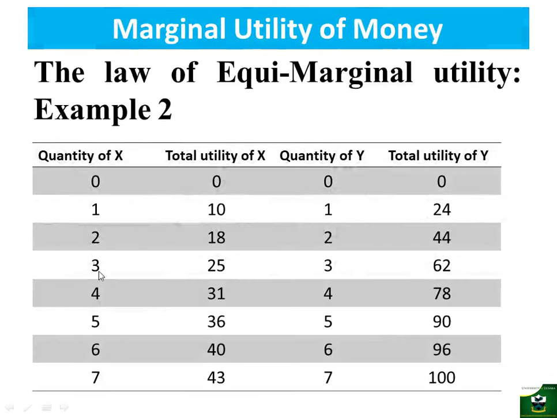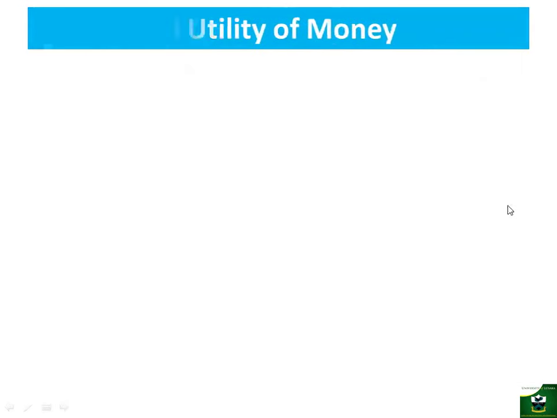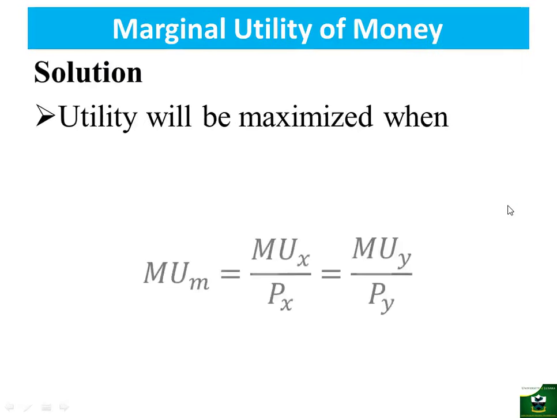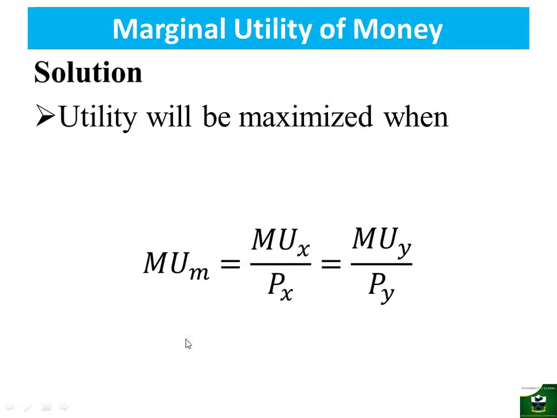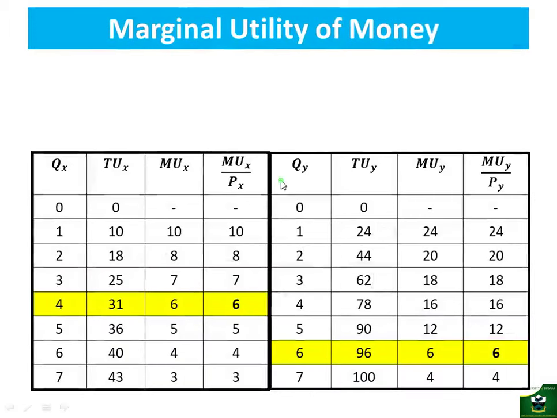Now with this, recall this table that we had. This column is for the quantity of X consumed. This column is for the total utility of X. This column is for the quantity of Y consumed. And this column is for the total utility of Y. With that, utility will be maximized if the marginal utility of money is equal to the ratio of the marginal utility of X to its own price, also equal to the marginal utility of Y to the price of Y.